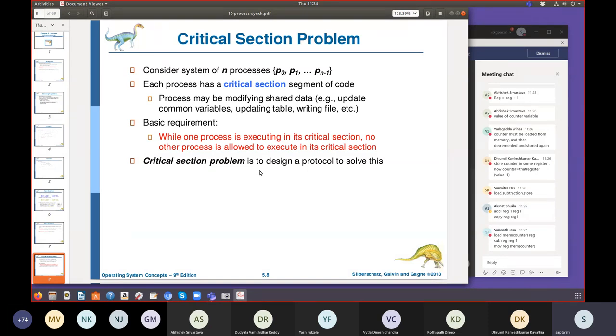While one process is executing in its critical section, no other process is allowed to execute. Like, when one process is executing in its critical section, why should we worry about some other process executing at all? So what does this mean? What is the idea here? I hope my question is clear. We are still assuming a uniprocessor system. Then what does this line at all mean? Why are we even worried that if one process is executing in its critical section, some other process can execute?